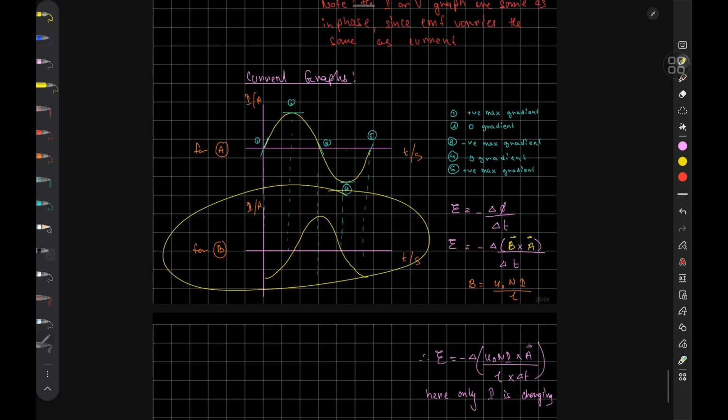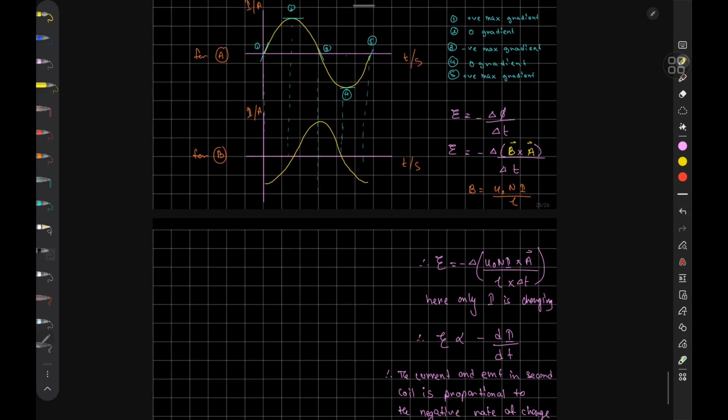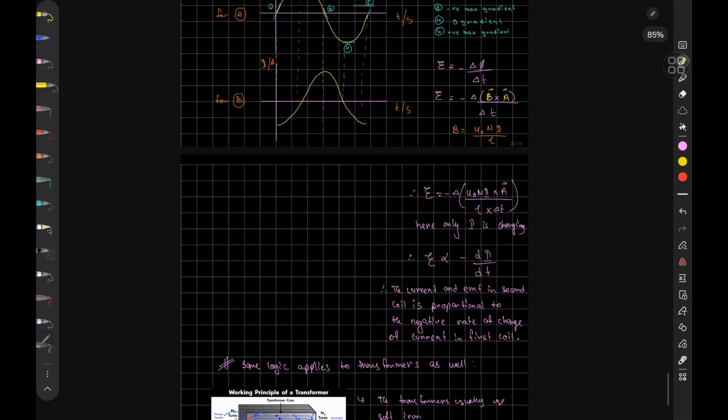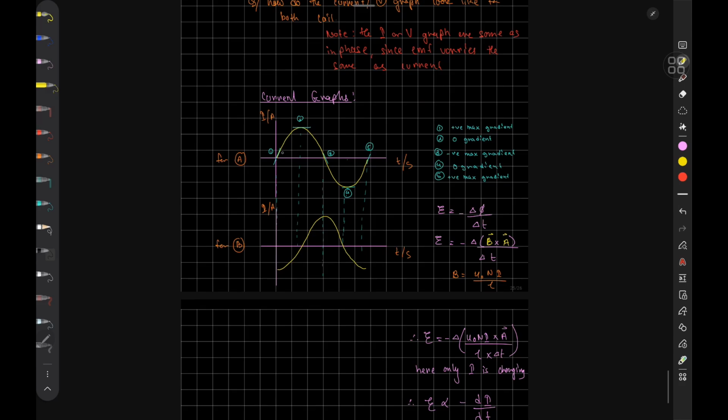Now what happens in the secondary coil? What current is induced in the secondary coil? Okay, so the EMF induced will be minus del phi by del t. Makes sense? Okay, so basically what is ultimately happening is whatever the negative gradient of current I have over here, it is going to be the same value for the secondary coil.